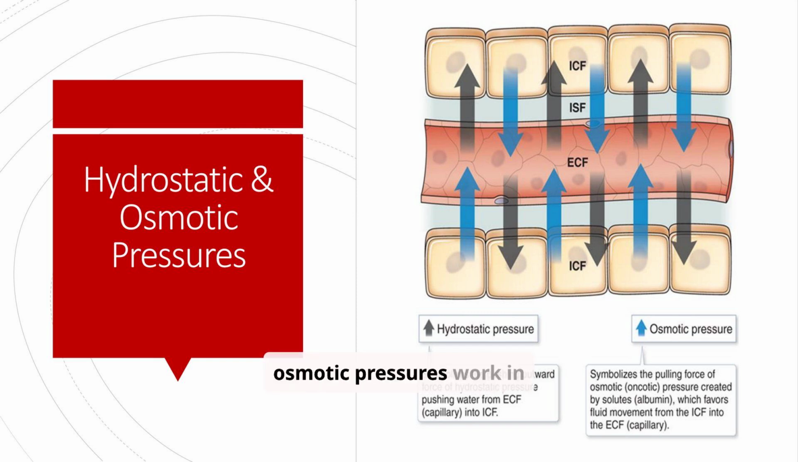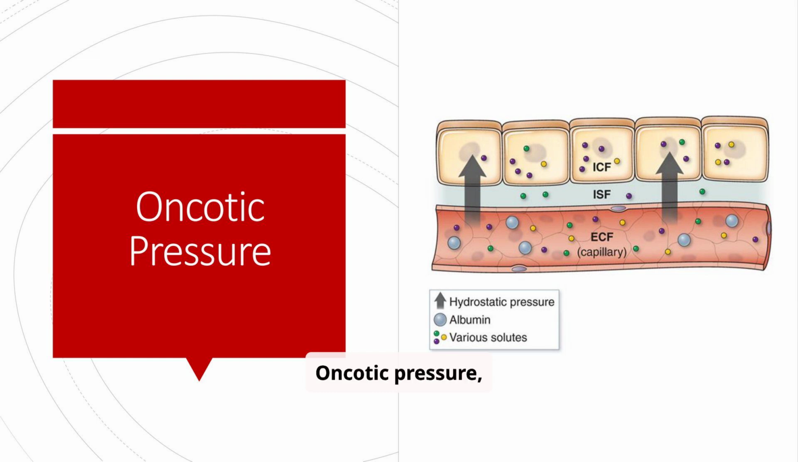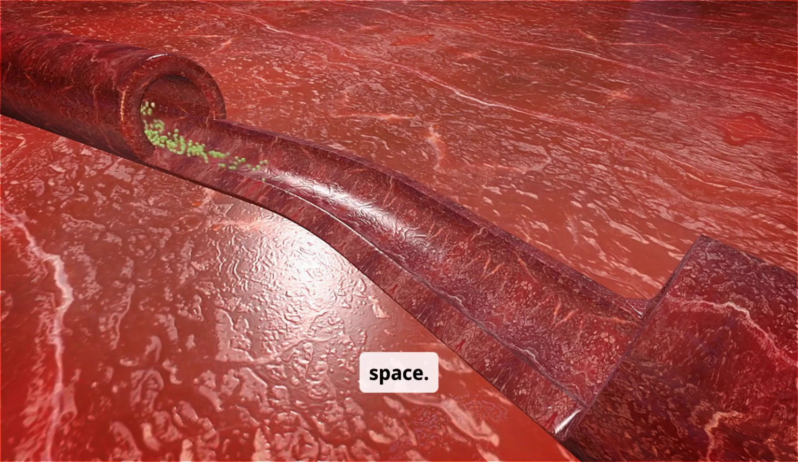Hydrostatic and osmotic pressures work in opposition to regulate fluid movement. Hydrostatic pressure pushes fluid out of the capillaries, while osmotic pressure, largely due to albumin, pulls fluid back in. This balance is crucial for maintaining proper fluid distribution. Oncotic pressure specifically is the pressure exerted by proteins, mainly albumin, in the blood vessels. It's a critical force that prevents fluid from leaking out of the capillaries into the interstitial space.